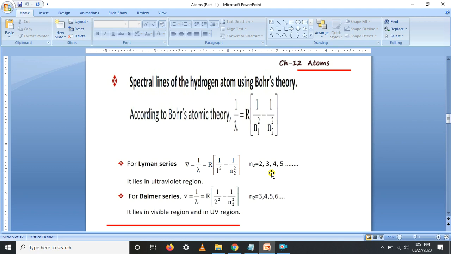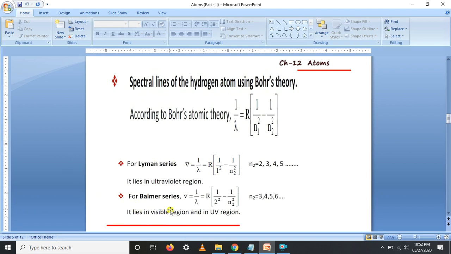So this lies in the ultraviolet region only. This Lyman series lies only in the ultraviolet region. So this is about the Lyman series. Sometimes the N2 value is given as the first in 2, 3, 4, 5 and so on, and the N1 value is always 1 in this Lyman series.